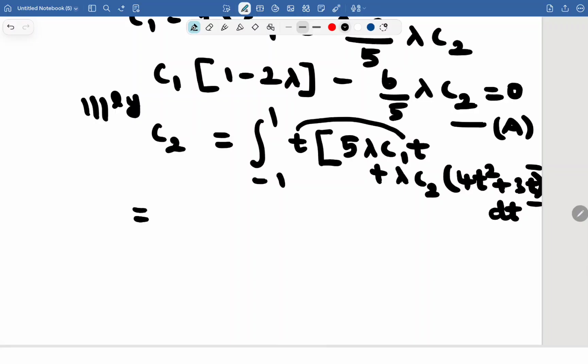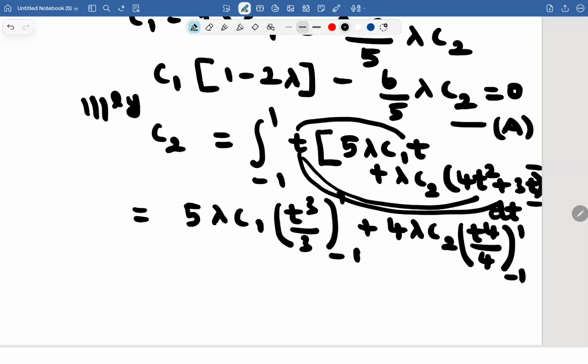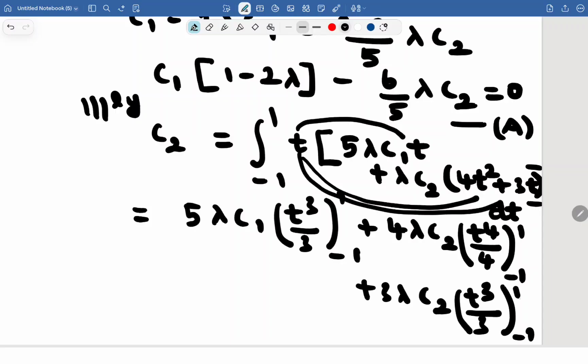Integration of t with t square, integration of t square dt, it becomes 5 lambda c1 t cube by 3, limit minus 1 to 1. Again t with t square becomes t cube, if we integrate t power 4 by 4, 4 lambda c2 t power 4 by 4, limit minus 1 to 1. Again t with 3t square, integration of 3t square, 3 lambda c2 t cube by 3, limit minus 1 to 1.